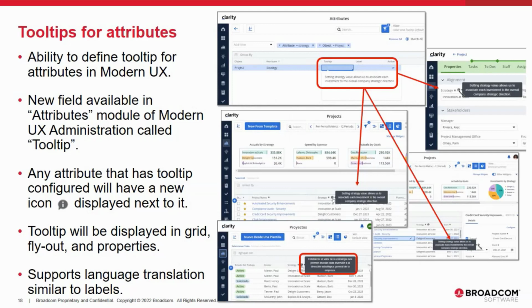Any attribute that has the tooltip configured will have a new icon, which is the tooltip icon, displayed next to it. This icon will be displayed in the grid, flyout, and properties page. We also support translating this label into multiple languages. So the tooltip can be translated into multiple languages, and the format for doing so is exactly the same as how labels would be translated into multiple languages.